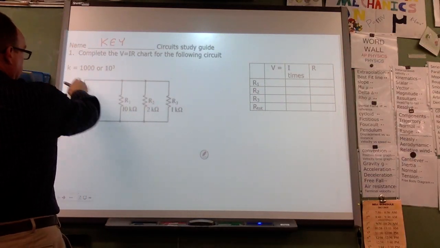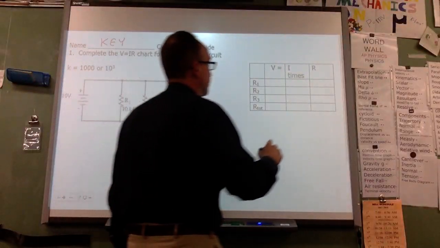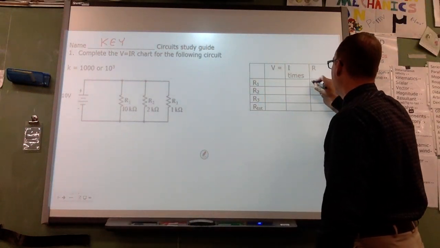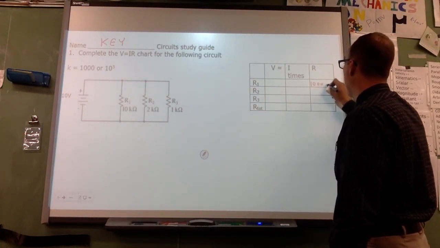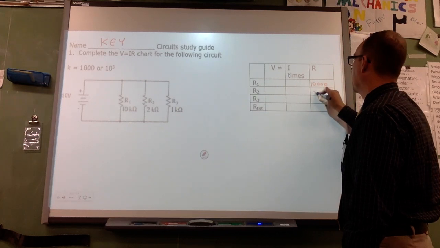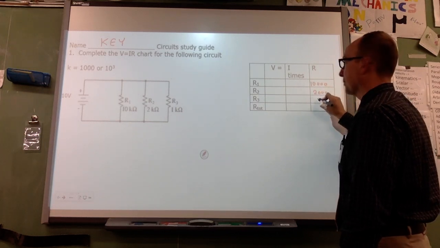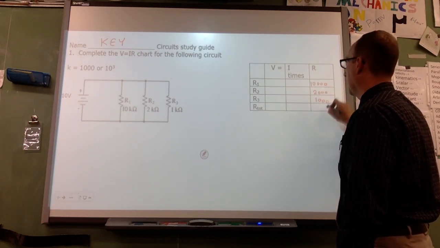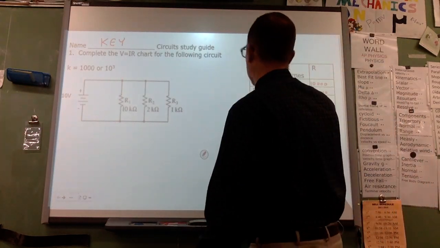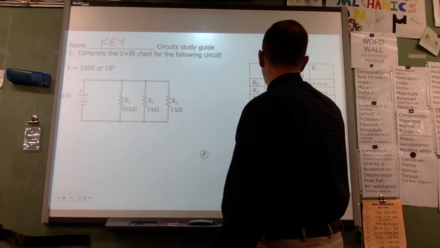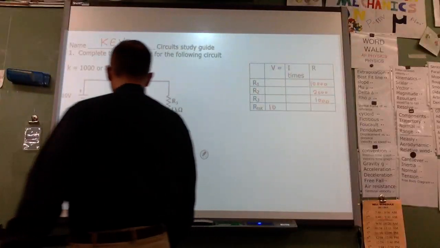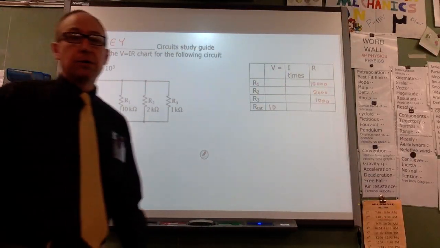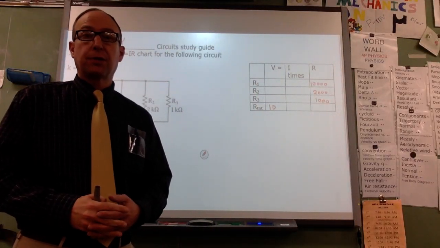I know that the prefix little k is 1,000. So R1 is going to be 10,000. R2 is going to be 2,000, and R3 is going to be 1,000. And I also know that my total voltage is 10 volts. All right, so the next thing I'm going to do is combine the resistors into one.